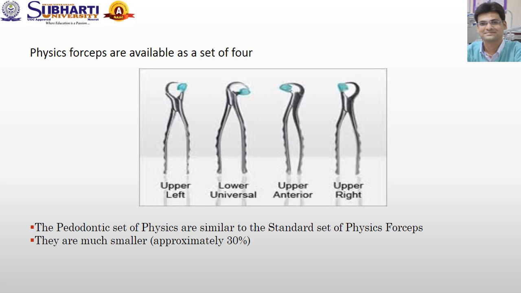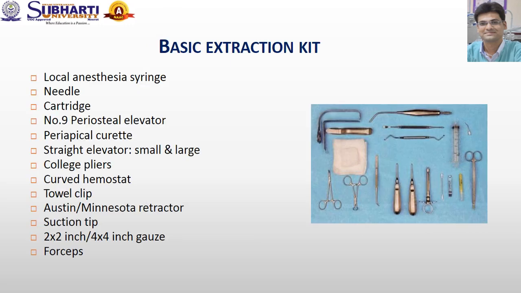The periodontic set of physics forceps is very similar to the standard set, but much smaller as compared to the standard set. Many dentists find it practical to use the tray method to assemble the instruments that will be used for a specific type of procedure. These instruments are packed together, sterilized and unwrapped at surgery time. The basic extraction kit includes local anesthetic syringe, needle, cartridge, number 9 periosteal elevator, periapical curette, straight elevator, small and large, college plier, Kelly hemostat, towel clip, Austin Minnesota retractor, suction tip, gauze piece, and forceps.